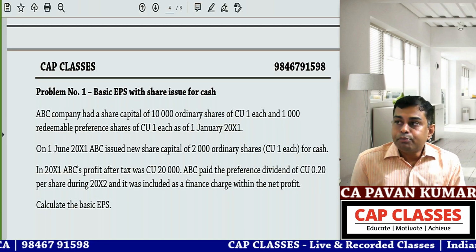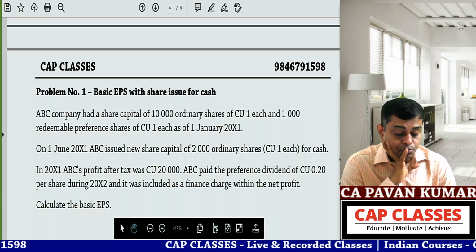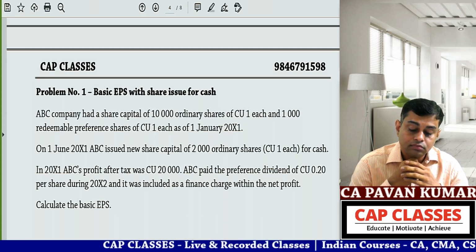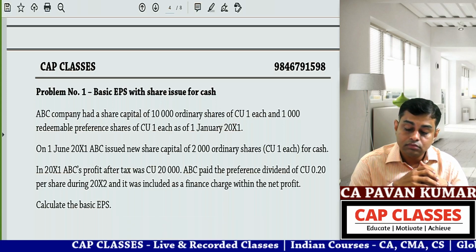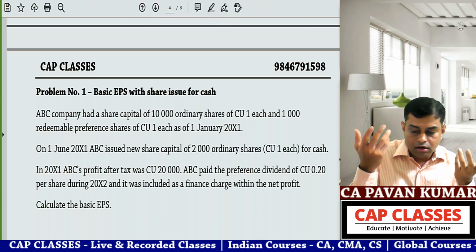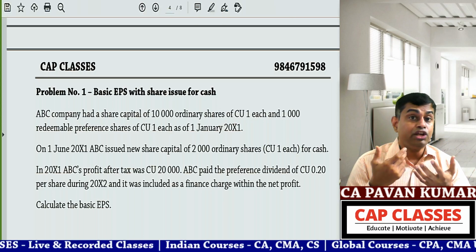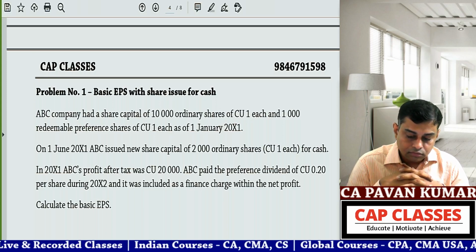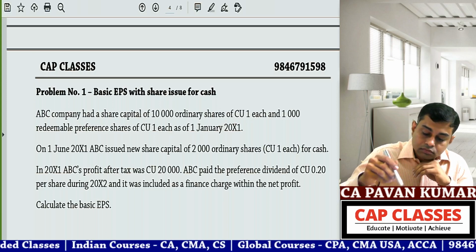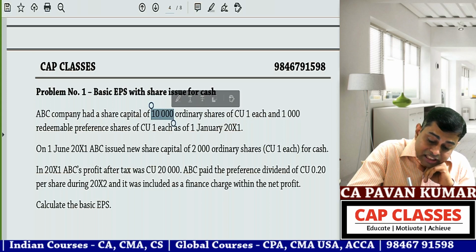Hello madam, please read problem number 1. Yes, sir. Problem number 1, basic EPS with share issue for cash. ABC company had a share capital of 10,000 ordinary shares of CU1. CU1 stands for currency unit. That could be pound sterling, that could be dollar, that could be euro, that could be anything. Currency unit 1. And 1,000 redeemable preference shares of CU1 each as of January 2001. So now you tell me, when I am calculating basic EPS, shall I consider this?